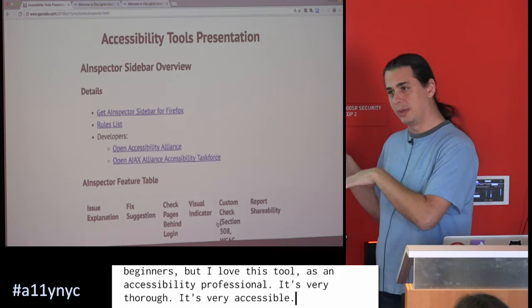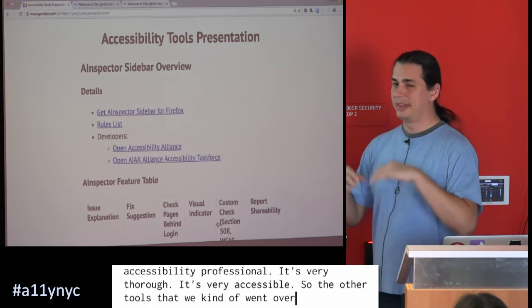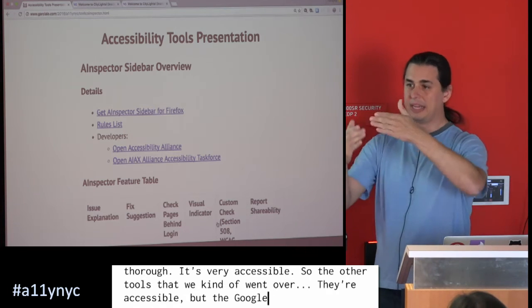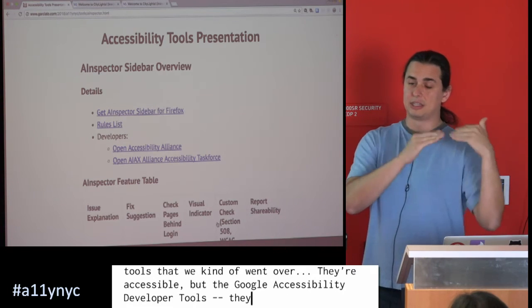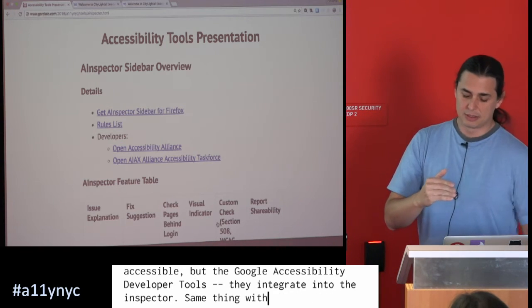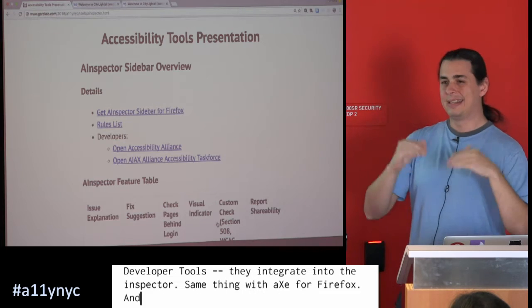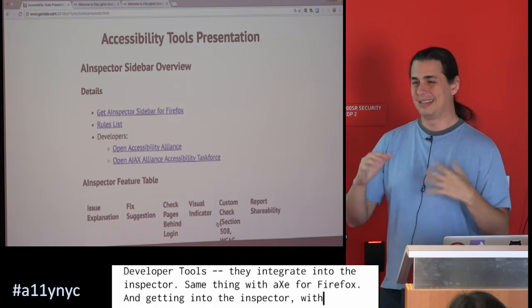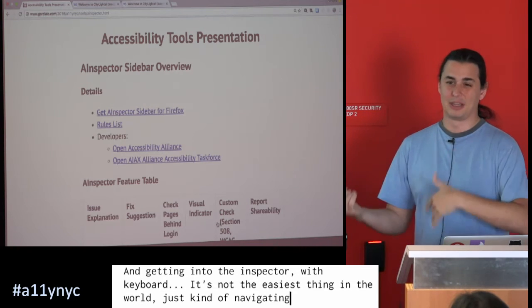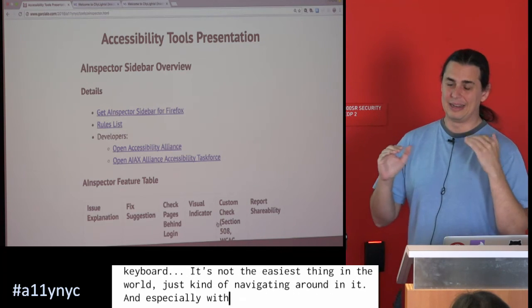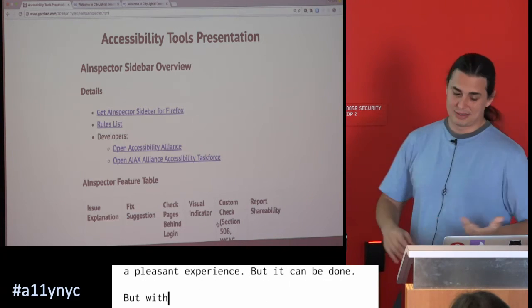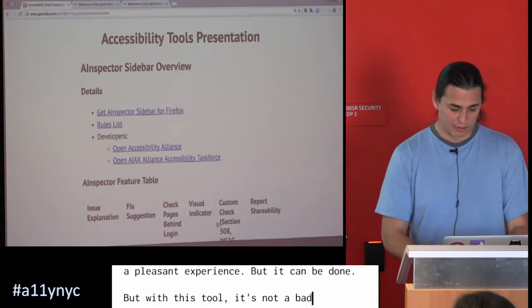So the other tools that we went over, they're accessible, but the Google Accessibility Developer tools integrates into the inspector. Same thing with Axe for Firefox. And getting into the inspector with keyboard, it's not the easiest thing in the world, just navigating around in it. And especially with a screen reader, it's not a pleasant experience, but it can be done. But with this tool, it's not a bad experience at all for keyboard.